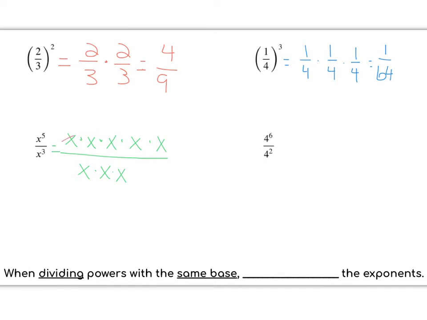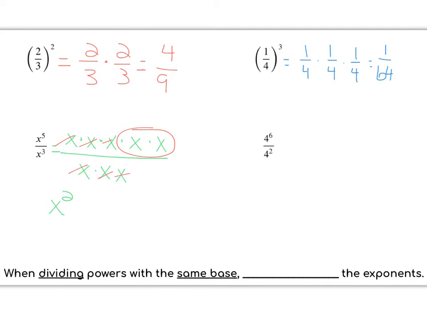So I can cancel this x. X over x is 1. I can cancel this x. X over x is 1. And I can cancel this x. X over x is 1. And I'm left with these two x's up here, and x times x is x squared. Now, look at where we started and look at our answer. X to the 5th divided by x cubed is x squared. Look at it, and think about it, okay?